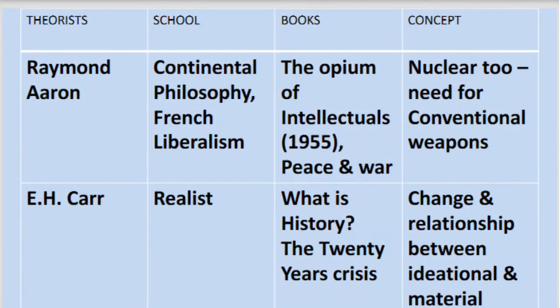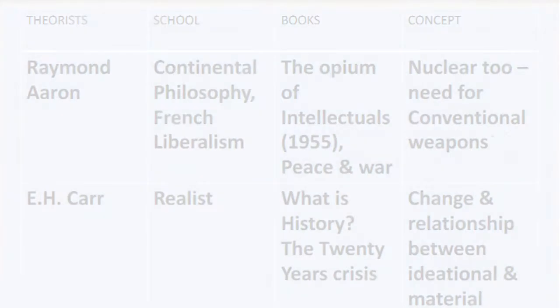The first one is Raymond Aron. Raymond Aron's school of thought is French liberalism or continental philosophy. His important book is The Opium of Intellectuals, 1955, and another book is Peace and War. His major concept is nuclear law or the need for conventional weapons.